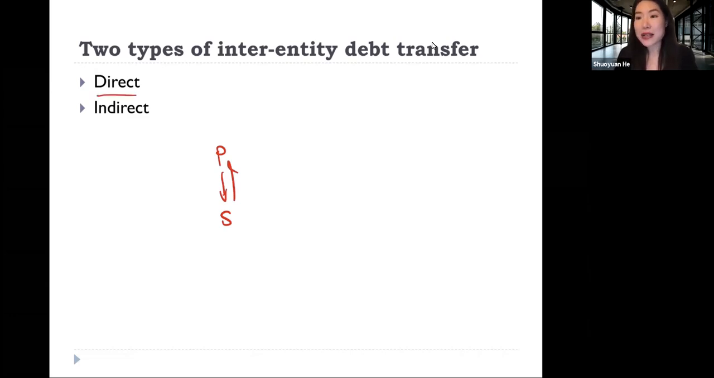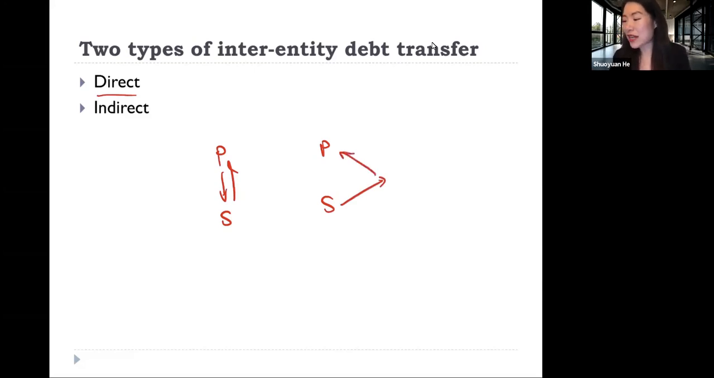And then the indirect intra-entity debt transfer is, for example, the subsidiary issued debt to some outside party, and then the parent bought those debt from the outside party. Or it can be the parent issued debt to the outside party, and then the subsidiary bought those debt from the outside party. So that is the difference between the two.